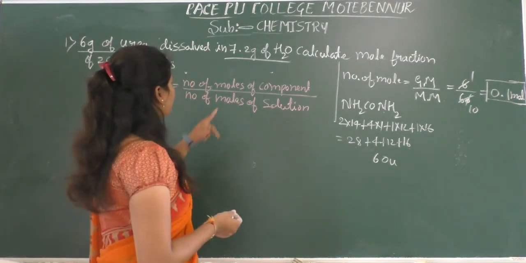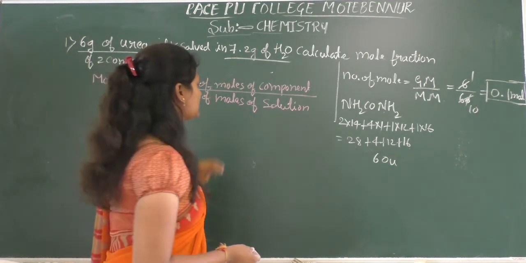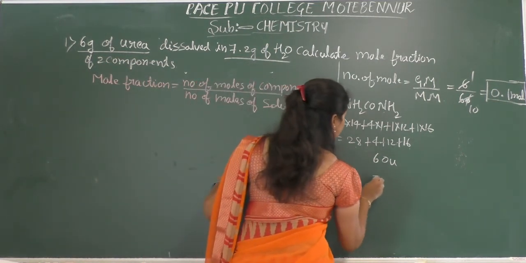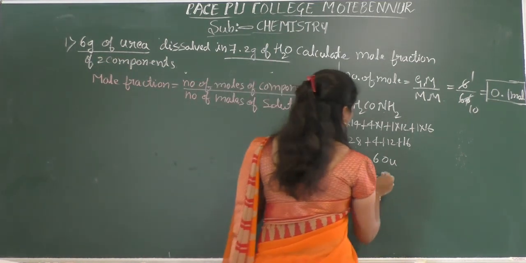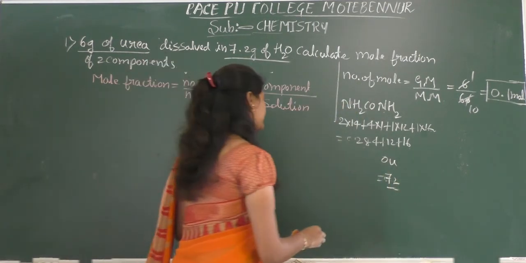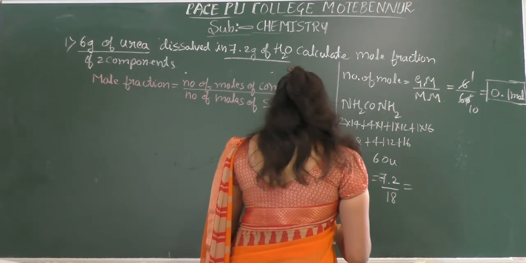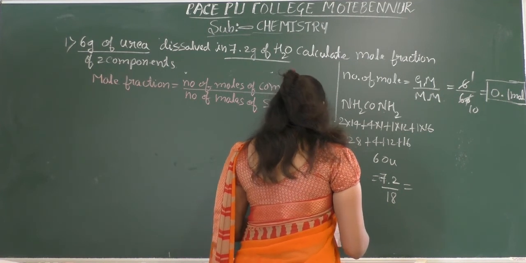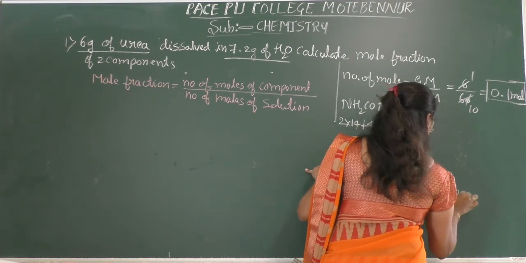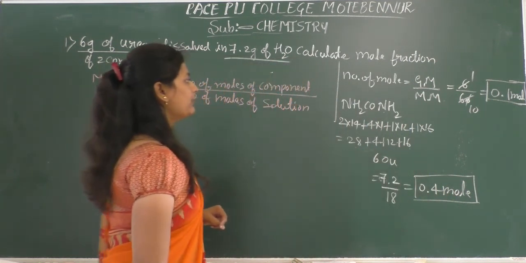Okay, so next what we have to find? So here we have to calculate the number of moles of water which is present in 7.2 grams of water. Okay, so next given mass is 7.2, next molar mass of water is 18. So here the answer will become 7.2 divided by 18, that is equal to 0.4 moles. Okay, so here 0.4 moles of water is present in the given solution.